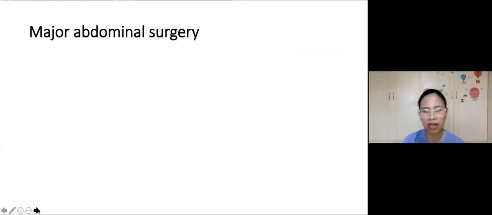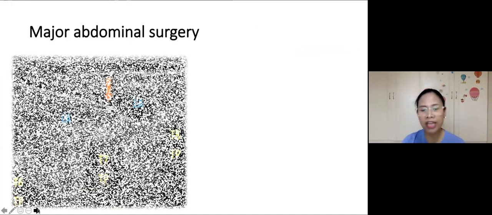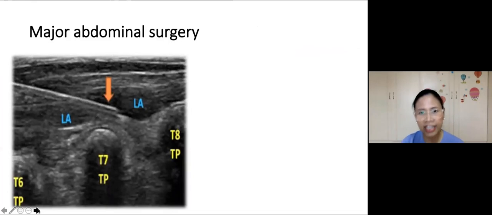Usually, we would just perform a general anesthetic technique on these patients. However, if you supplement your general anesthetic technique with a nerve block, like a fascial plane block, I believe that you will be able to decrease the requirement for your inhalational and your opioids, which would lead to more hemodynamic stability during the operation. So what fascial plane blocks can be performed?